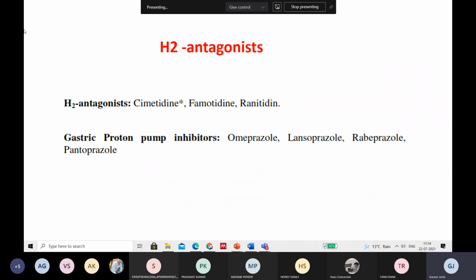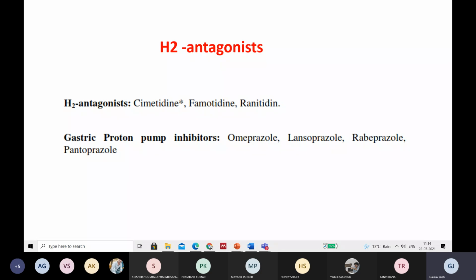When we start with the H2 antagonists, histamine is involved in the release of acid, but histamine is not the only messenger responsible for releasing HCl. There are numerous other things also. For example, acetylcholine and gastrin also release HCl in the stomach.